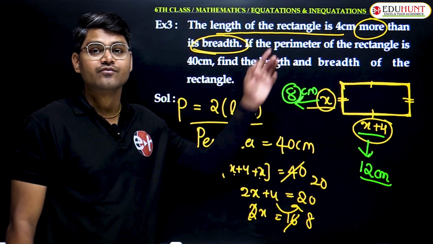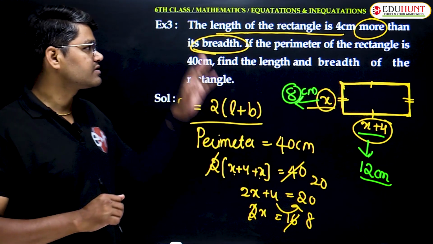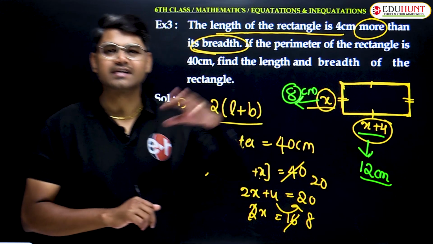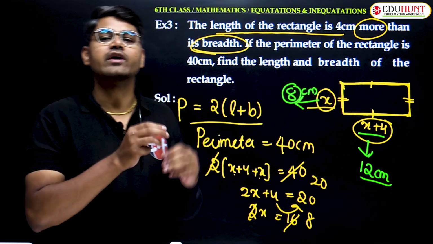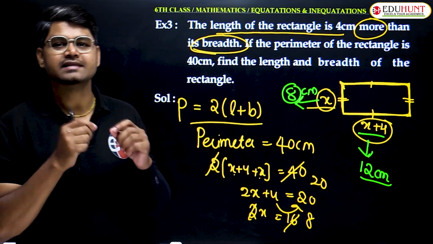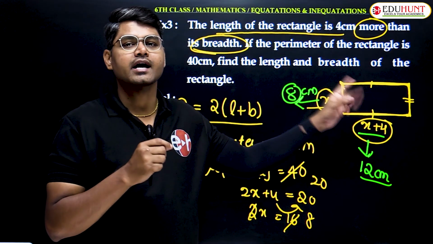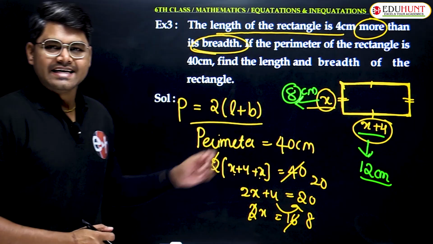So, in this manner, we have to solve the question. Whenever you see a rectangle, square, triangle, or rhombus, we have to draw the figure, and we should know the basic properties regarding that given diagram. Okay? Let's see the next question.